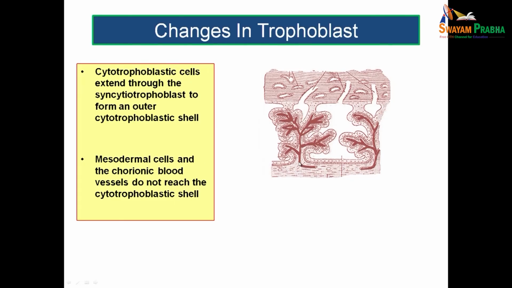But the mesodermal cells, you can see the mesodermal cells invaginating into the villi, and the fetal capillaries invaginating into the villi. These structures will not be able to reach outside the cytotrophoblastic shell. So, the outer cytotrophoblastic shell will prevent the entry of the mesoderm as well as the fetal capillaries beyond this level into the endometrial region. That is the function of the outer cytotrophoblastic shell.